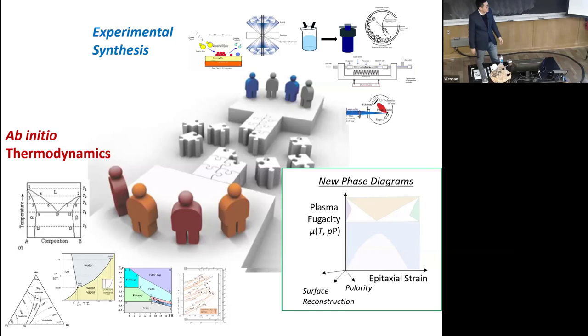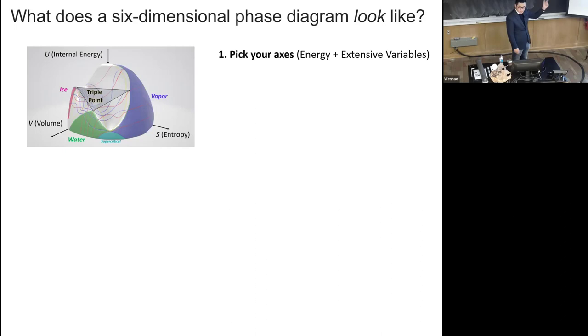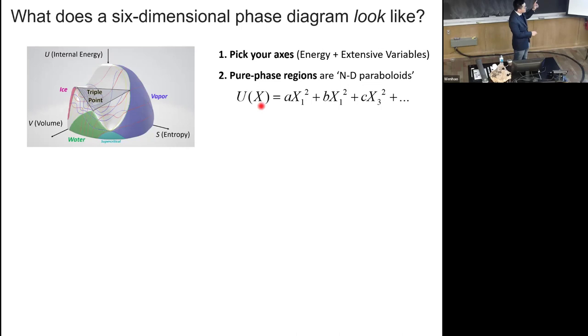And now I'm going to come back to this final question. What does a six-dimensional phase diagram look like? Here's the idea. First, you pick your axes. You're always going to have an energy axis, and you're going to pick your extensive variables. Okay. Once you do that, the phase pure regions, these are basically ND paraboloids.